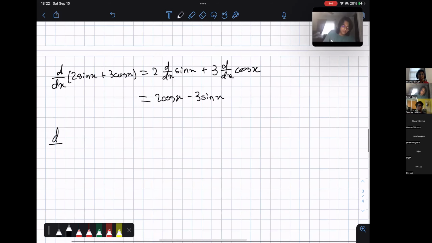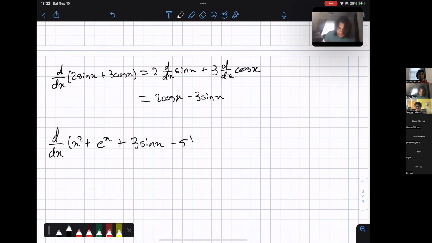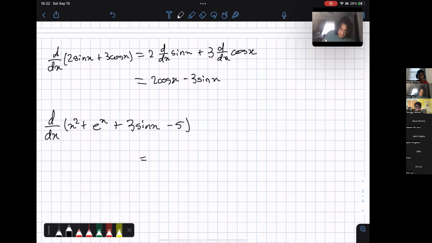Let's do one more and then we'll get on to more stuff about derivatives. Let's do the derivative of x squared plus e to the x plus 3 sine x minus 5. This is equal to the derivative of x squared plus the derivative of e to the x plus 3 times the derivative of sine of x plus the derivative of negative 5.